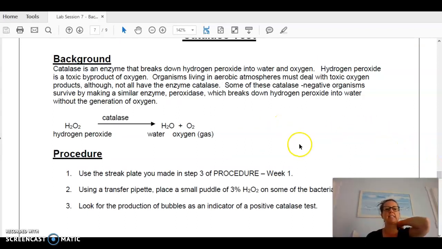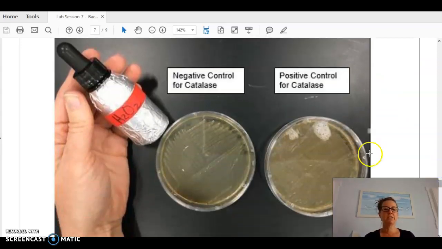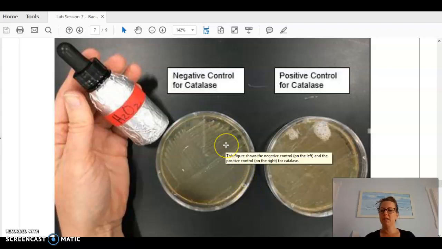So basically it says catalase is an enzyme that breaks down hydrogen peroxide into water and oxygen. So if your organism can make catalase, then it's going to break down hydrogen peroxide when we put some drops of hydrogen peroxide right on top of your bacterial colony. So here's an actual dropper bottle full of hydrogen peroxide, and it's kind of hard to see, but we put some hydrogen peroxide on this plate, and you don't see any bubbling.